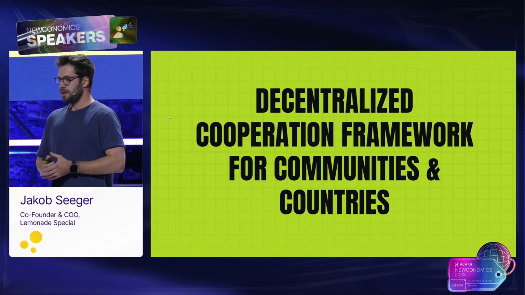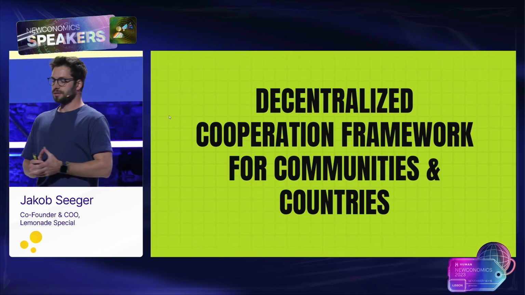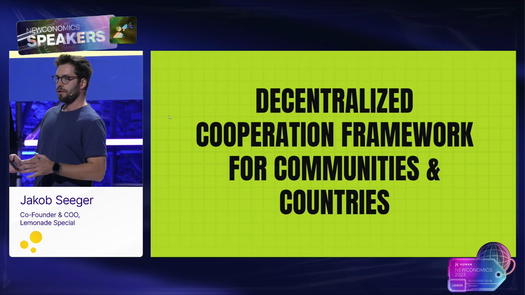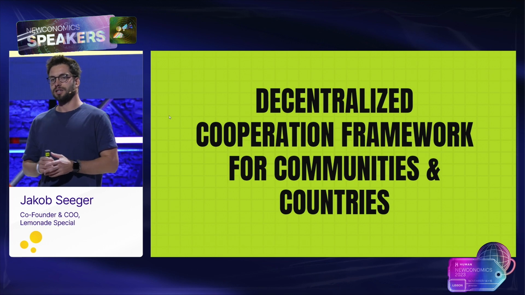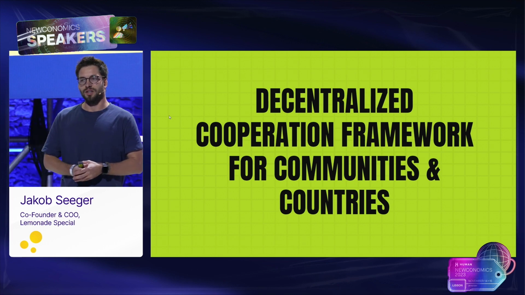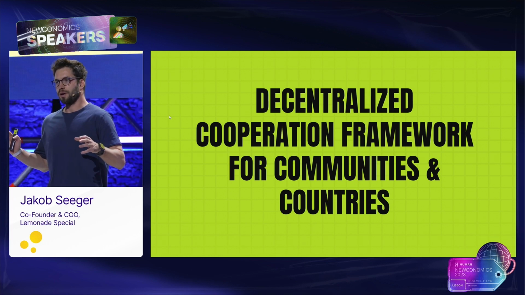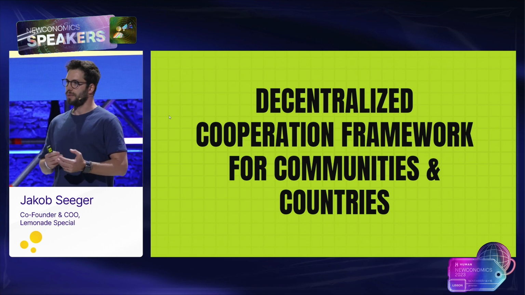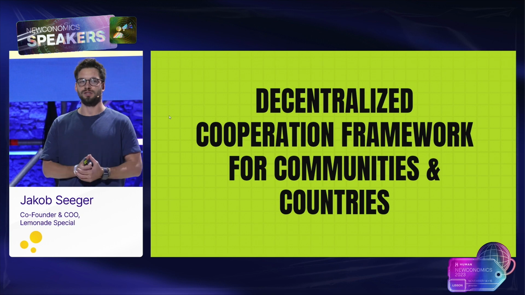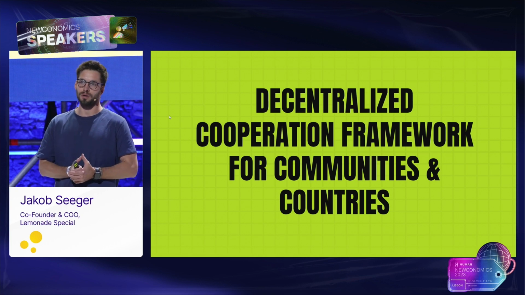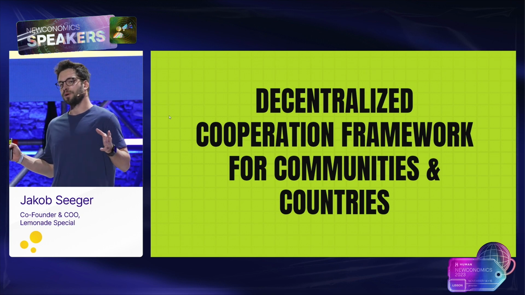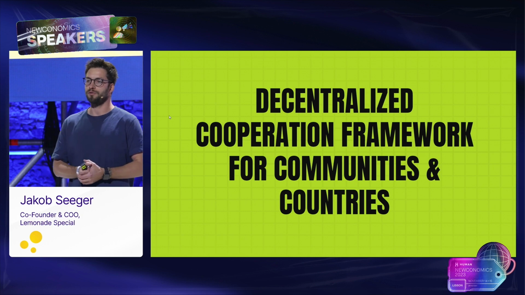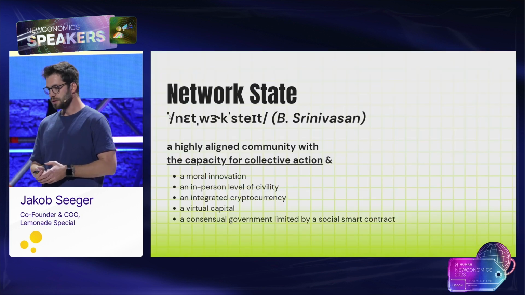Cool. So it's a decentralized cooperation framework for communities and countries. Basically there's a lot of stuff going on right now with DAOs and decentralized organizations, and it's really hard to manage all of this, and that's why we initially started building the Network State Protocol to simplify this whole process and to launch a no-code platform to launch countries.